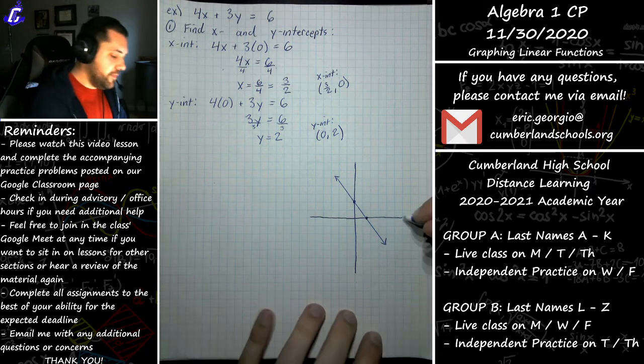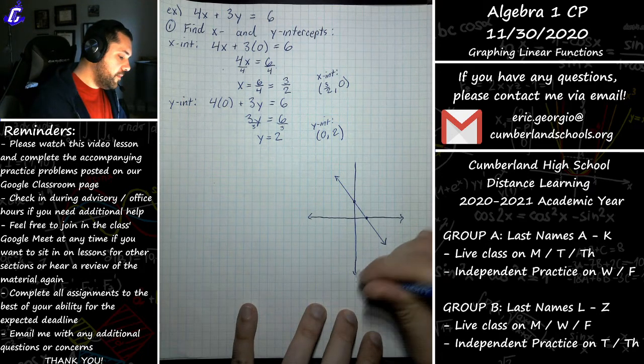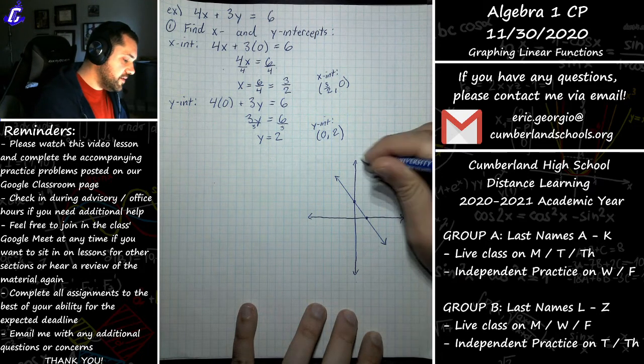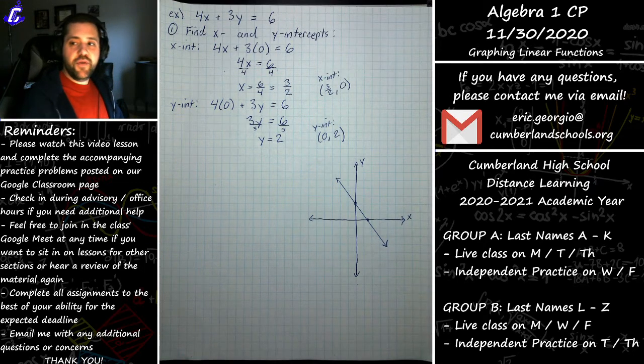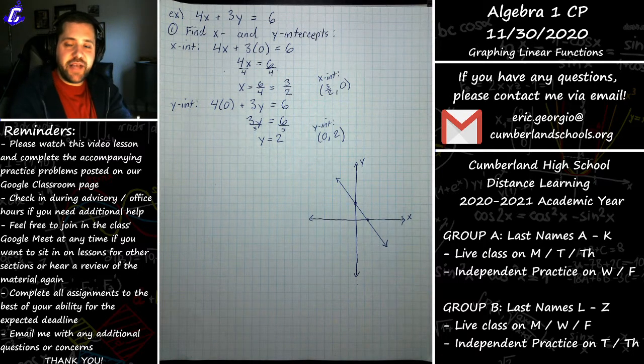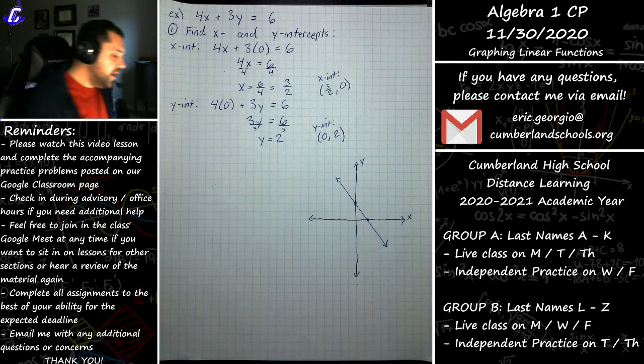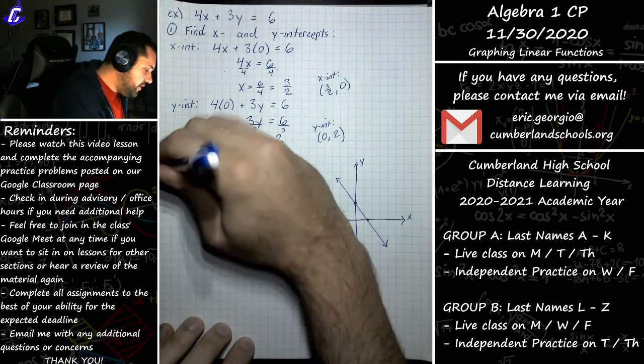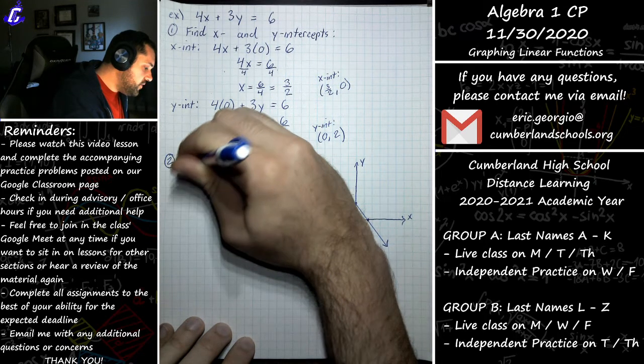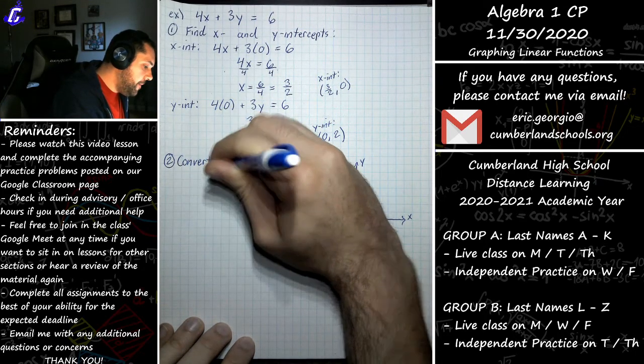Okay? Hopefully that makes sense. Here's our x-axis, here's our y-axis. If you don't like finding the x and y intercepts algebraically, I tried to do it earlier so that you are getting comfortable with that. But if you don't like that for whatever reason, you could, of course, convert to y equals mx plus b instead.